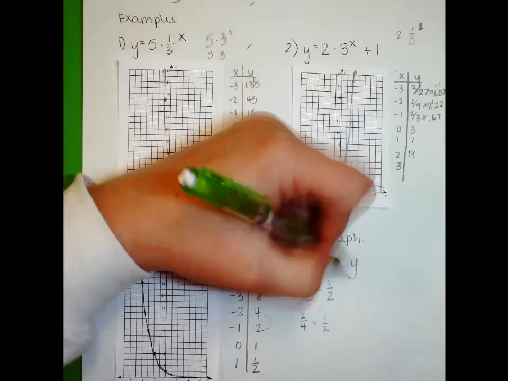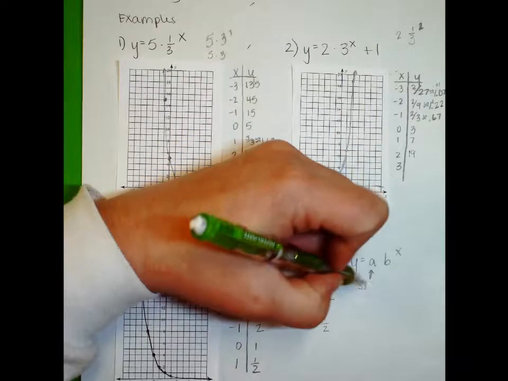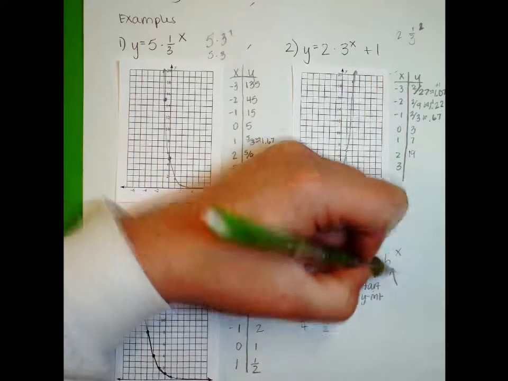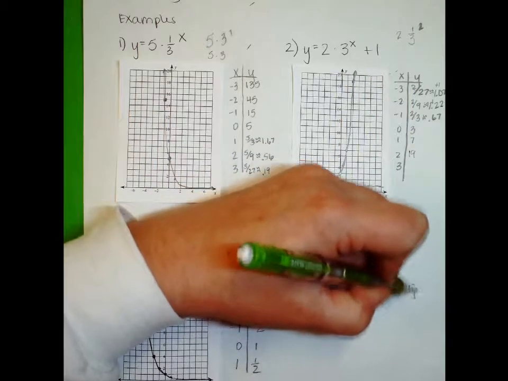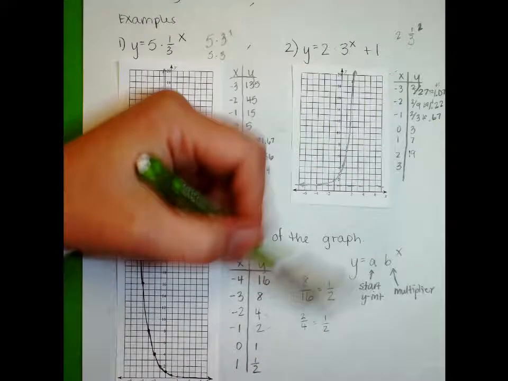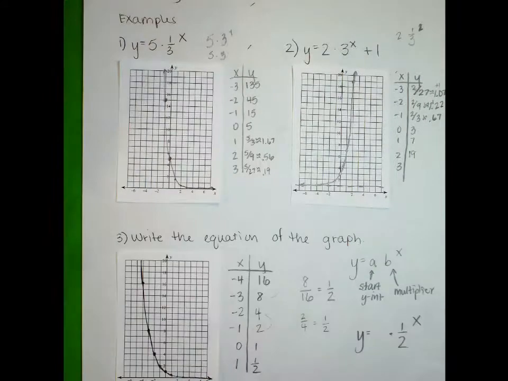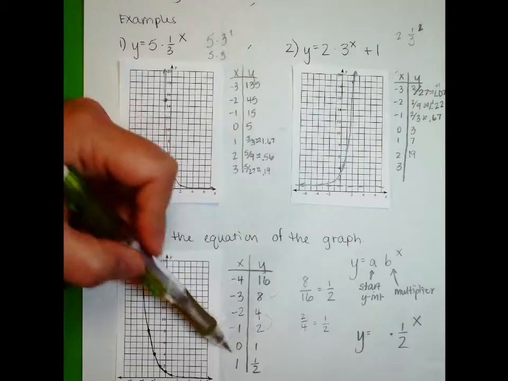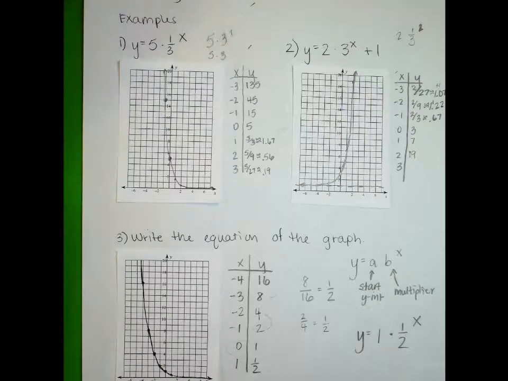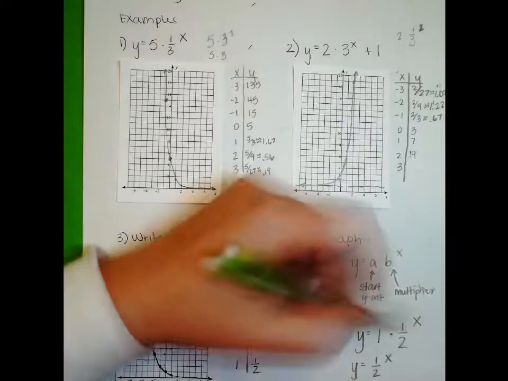So our format is y equals a b to the x. A is your starting point, or your y-intercept. B is your multiplier. So we know our multiplier is 1/2. The y and the x always stay the same. We need to find our y-intercept. We need to find our starting point. So it looks like on the table, on the graph, the y-intercept is at 1. So you could write the 1 in there, or you could leave the 1 off and just say it's 1/2 to the x. So either one of these answers is correct.